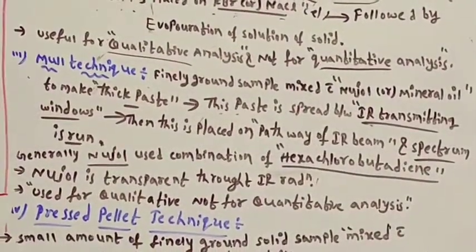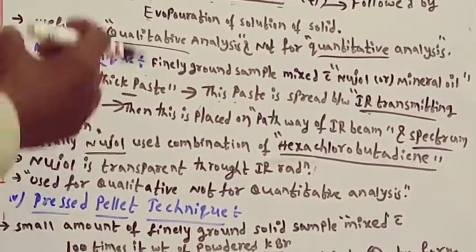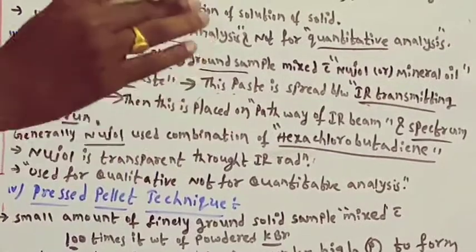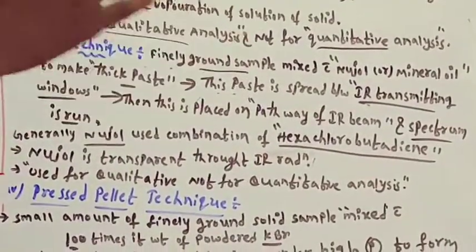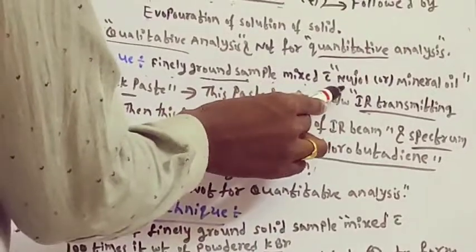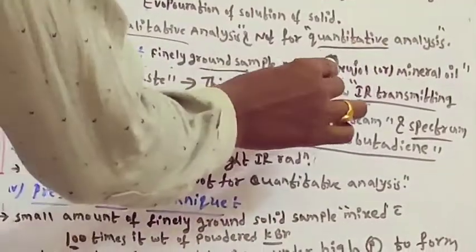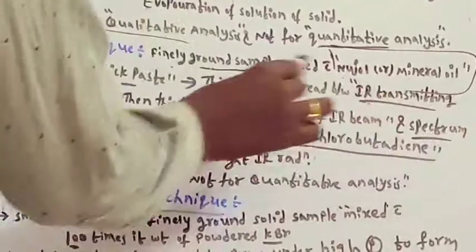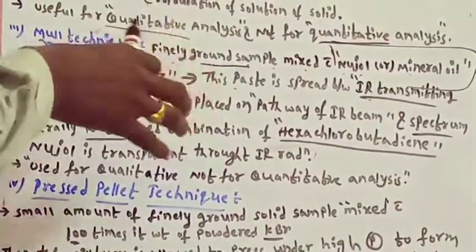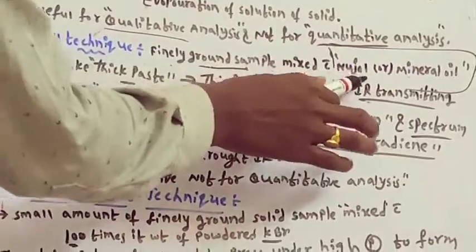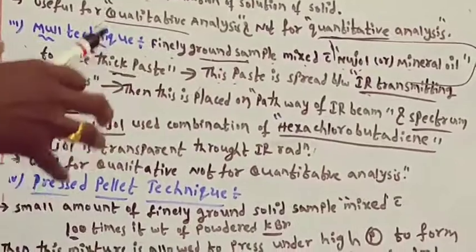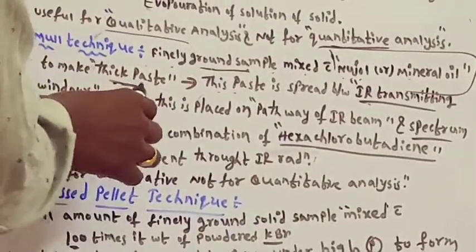Then the third one is the Mull technique. Here a finely ground sample, which is nothing but a powdered sample, is mixed with Nujol or Mendeleev to make a thick paste.